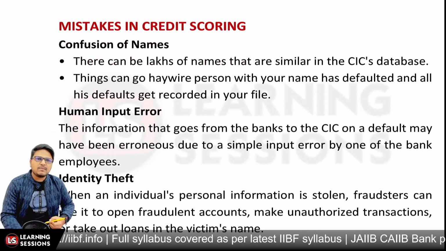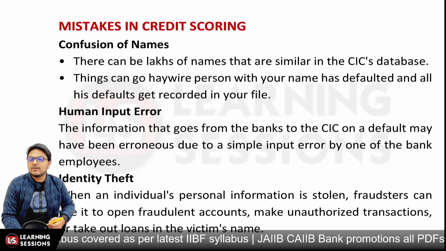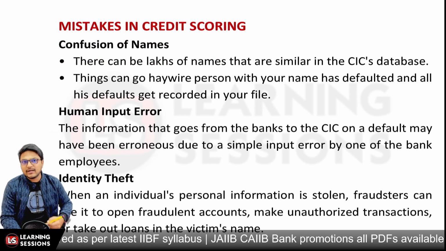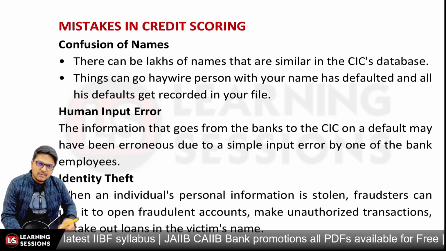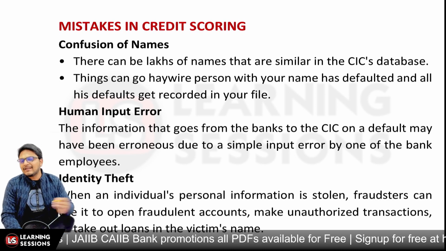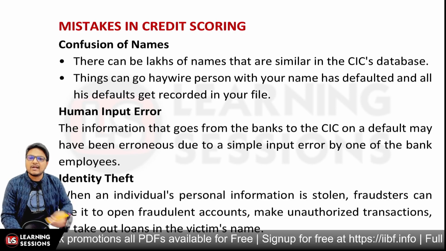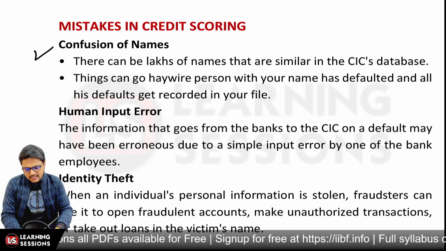Now there can be mistakes in the credit scoring. First of all, there can be confusion related to names. Like I told you, there are lakhs of similar names present in the CIC database. Now things can go wrong, and it may be the case that someone else defaulted and that is indicated in your ID. That is the first mistake.